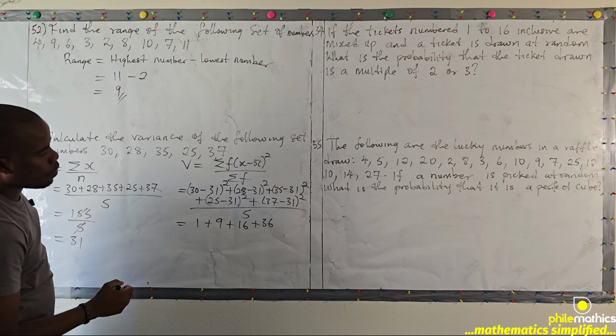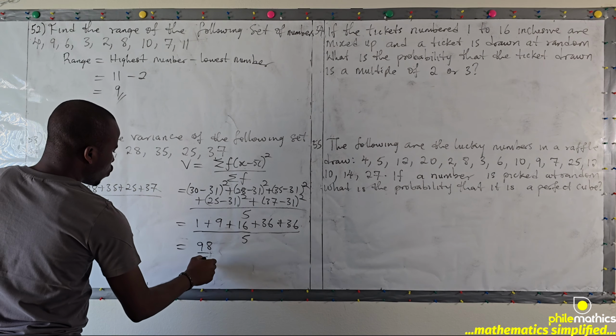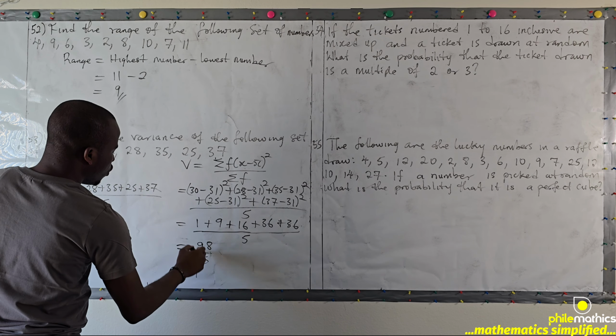72 plus 10 is 82. 82 plus 10 is 92. 92 plus 6 is 98. 98 over 5. And so 5 into 9 is 1. Into 48 is 9, remainder 3. Into 30 is 6. We get 19.6.